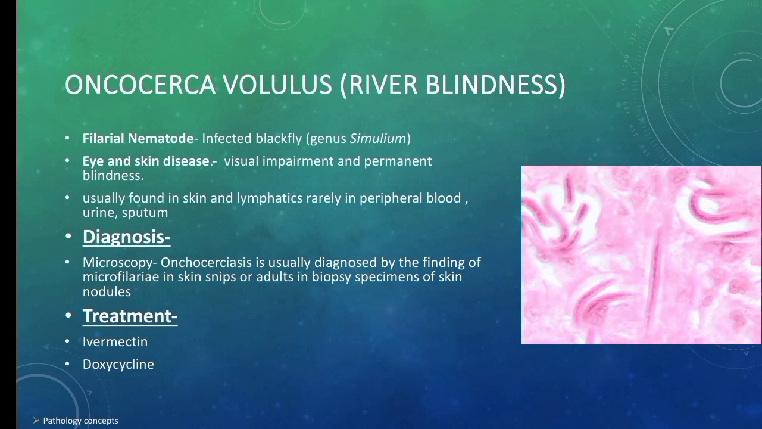The next is Onchocerca volvulus, also called river blindness. The pathogen is a filarial nematode and the vector is the infected black fly. It causes eye and skin disease, visual impairment, and permanent blindness. The diagnosis is done by microscopy: finding microfilaria in skin snips, or adults in a biopsy of the skin. The treatment is ivermectin or doxycycline.